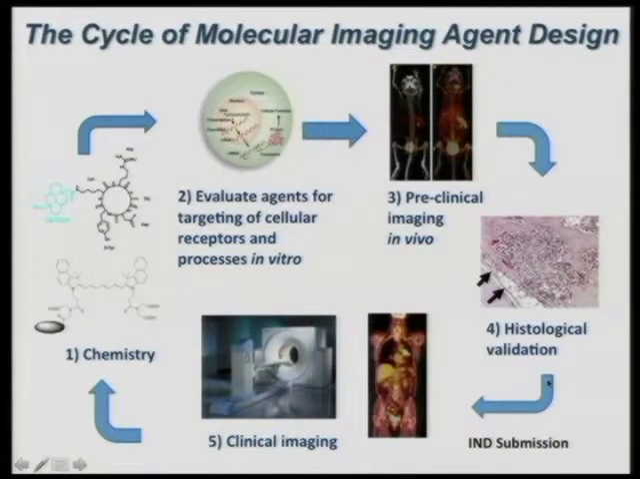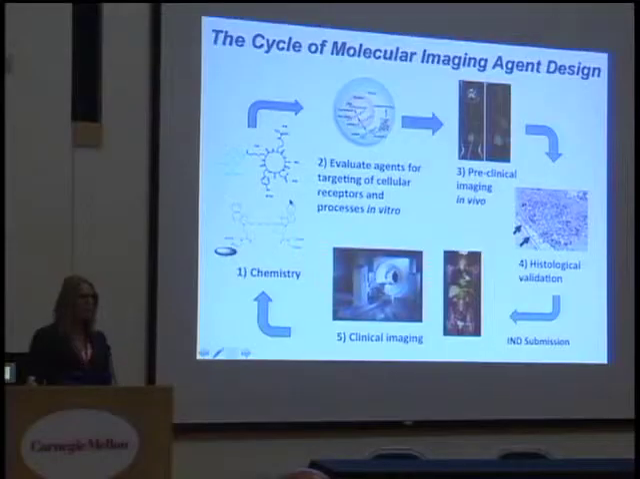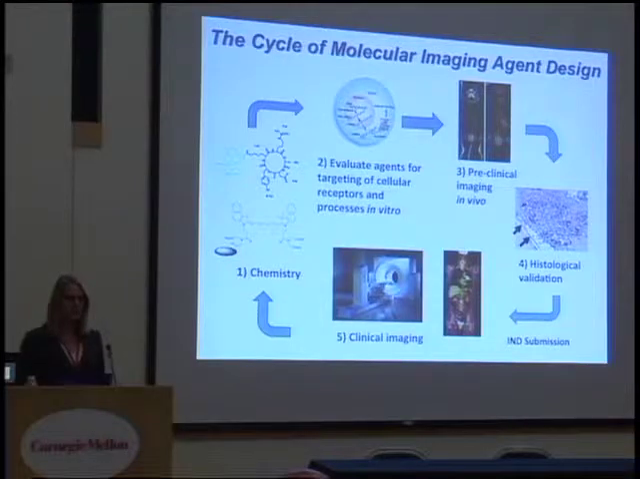So what we do in my lab is we look at all phases of the molecular imaging agent design cycle. Everything that we do in my lab starts with chemistry. We have to synthesize targeting molecules that will target different disease states. And typically, these are going to be agents that we can radiolabel with radionuclides, but we also put dyes on them for either validation with histology or some optical imaging.